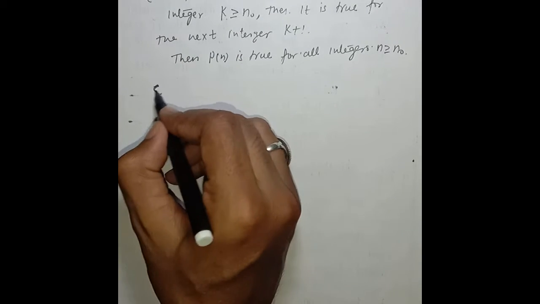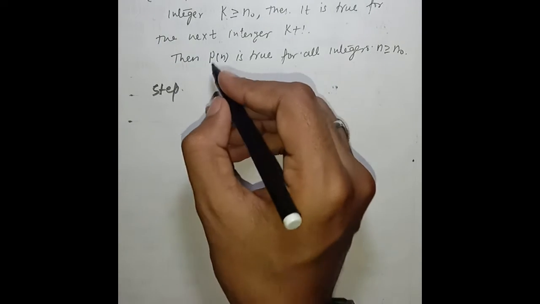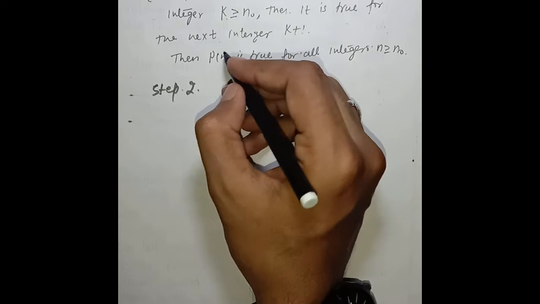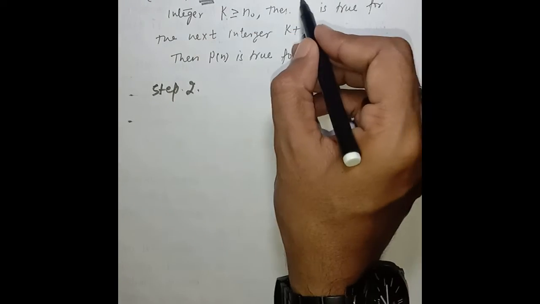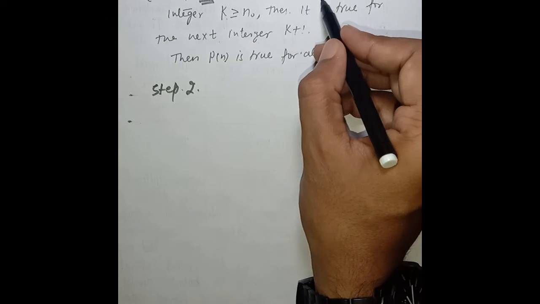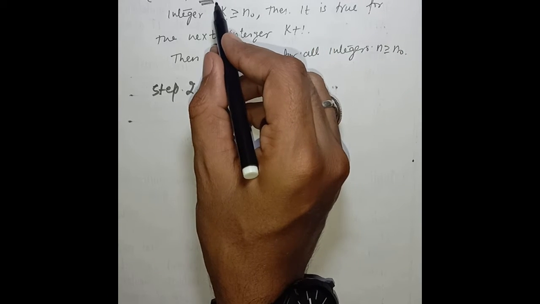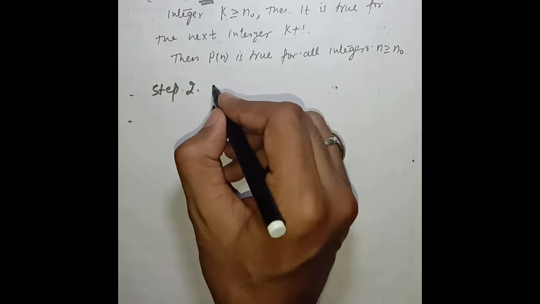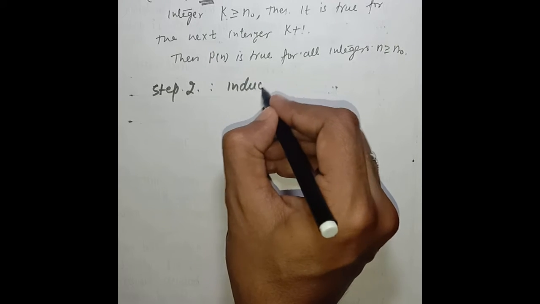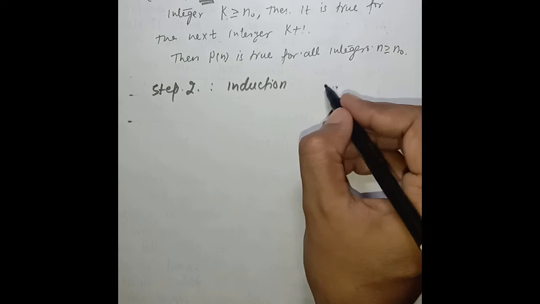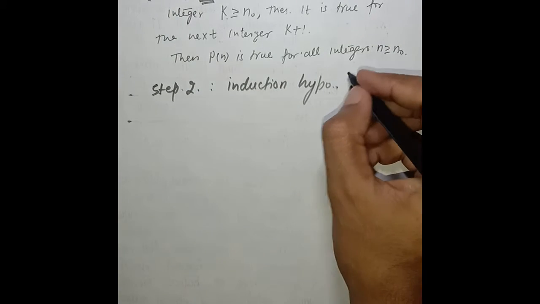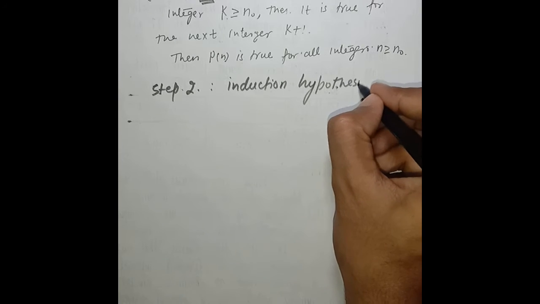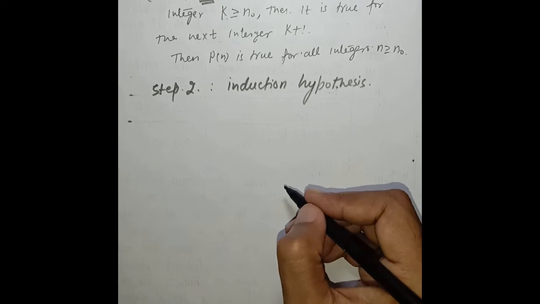And in step 2, the assumption that the statement P(n) is true for some particular integer is known as the induction hypothesis. Let's see some examples.